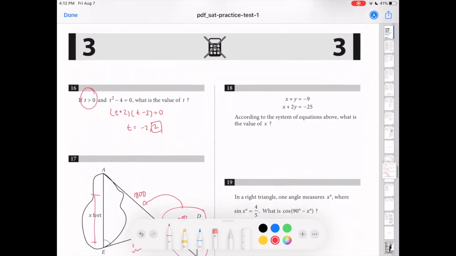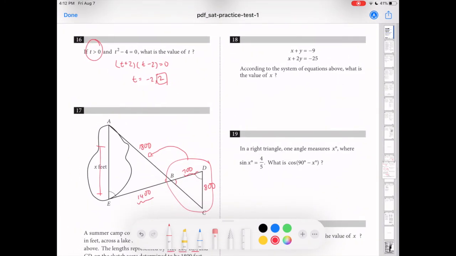Alright, question 18, more systems. This question wants us to solve for x, but eliminating x here is so easy since they're already the same. We could eliminate y, but then we need to manipulate an equation, which is extra. So eliminating x, we can get y, which we can easily plug into the first equation and get x. So we can just subtract real quick. That should be a fairly simple process.